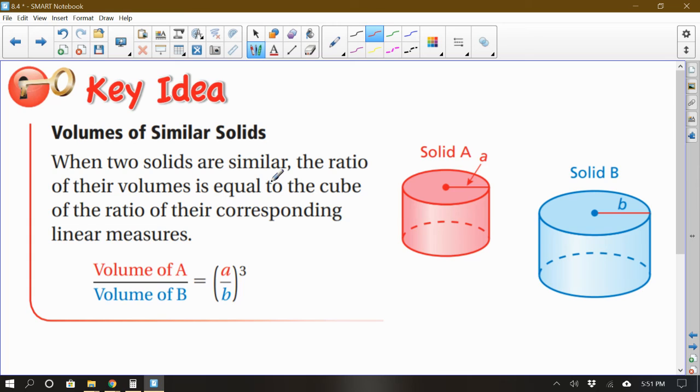All right, moving on. Another formula. So now instead of surface area, we're dealing with volume of similar solids. So here we go. When the two solids are similar, so we're being told these two are similar, the ratio of their volumes, the volume of the first one over the volume of the second one, is equal to the cube of the ratio of their corresponding linear measurements. So it looks like in this case they used the radius of the first and the radius of the second. All right, let's give one a try.